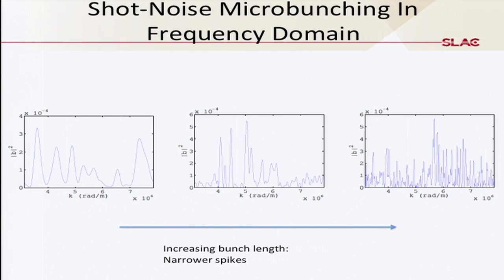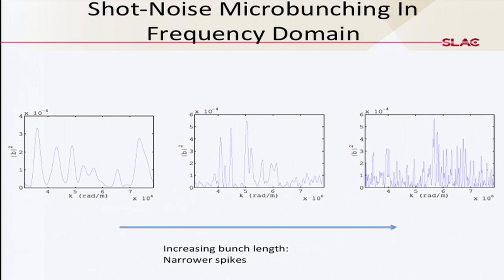If you distribute particles longitudinally randomly and calculate your microbunching spectrum numerically, what you see is that as you increase the length of your particle distribution, you get microbunching spikes in your spectrum, right? And the width of these spikes gets narrower and narrower the longer your electron distribution is in time. You can think of it trivially as, nothing can change in the spectrum on a scale that's faster than 1 over the length of your beam.